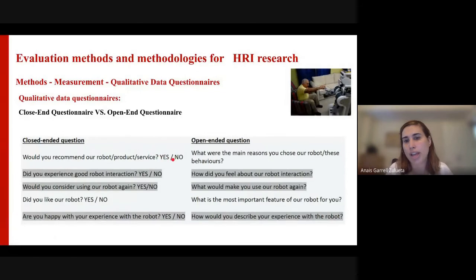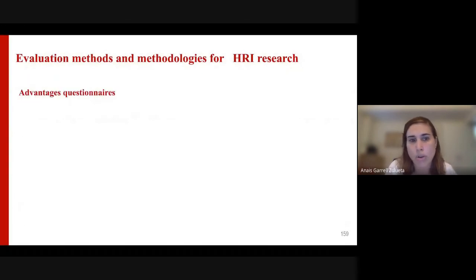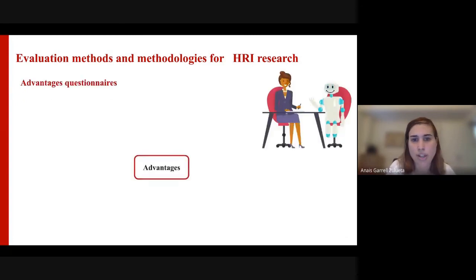Or, on the other hand, what were the main reasons you chose this behavior for your robot? So, depending on what you want to analyze, you will choose one type of question or another. Okay? Which are the advantages of using this kind of questions?